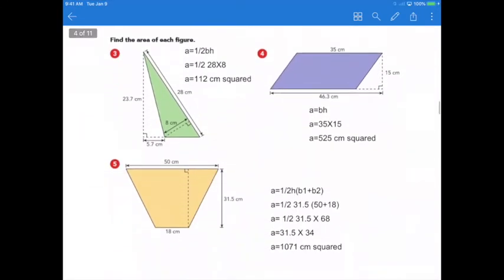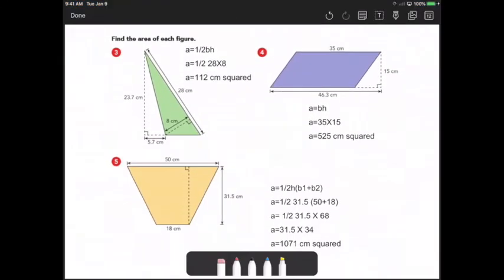Okay, so for number 3, the answer is 112 centimeters squared. The reason why, it's 1/2 base times height. This is the right angle you should be using. So this is the base, which is 28. The height is 8 here. So the answer is 112 centimeters squared.